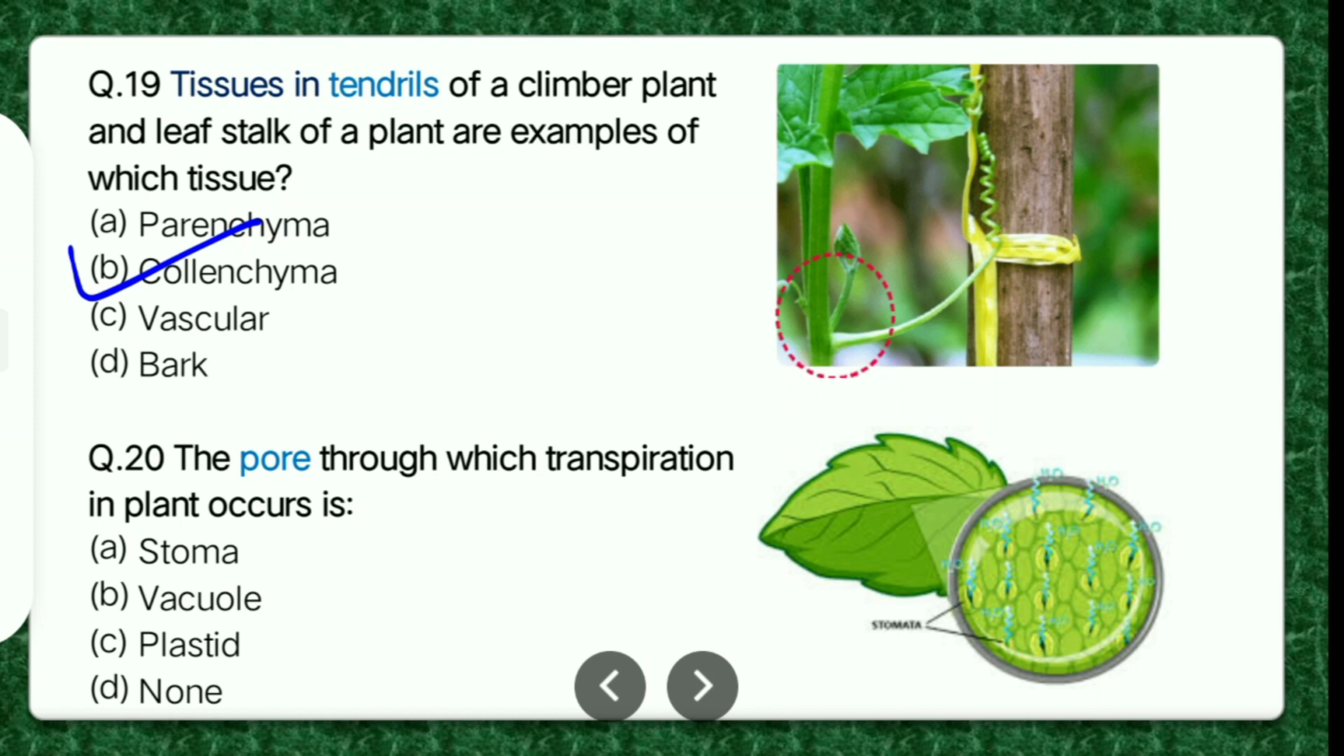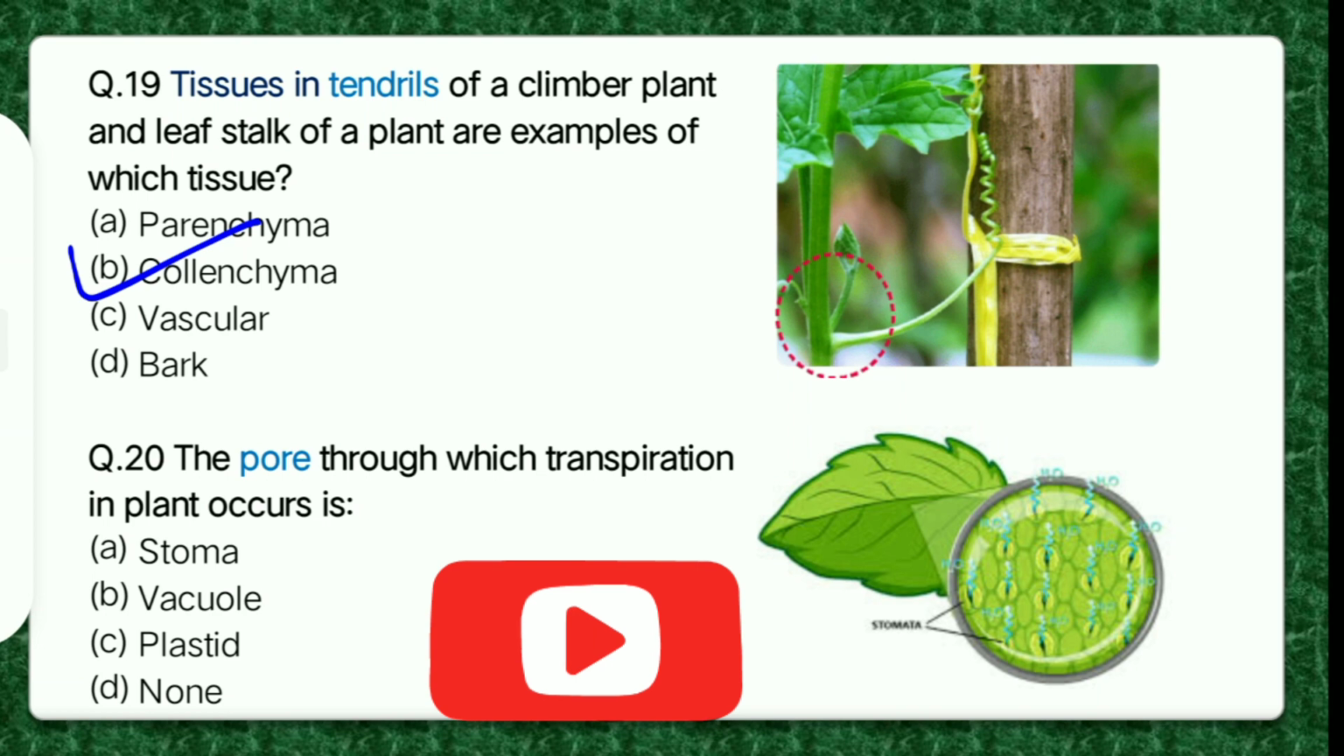Question number 20. The pore through which transpiration in plants occurs is, options are A, stoma, B, vacuole, C, plastid and D, none. Now you know that transpiration in plants occurs through pores, and those pores you will find in the lower epidermis of a leaf, and they are called stoma or stomata. These are small openings present in the lower epidermis which help in transpiration in the plant. So the correct option is option A, that is stoma.